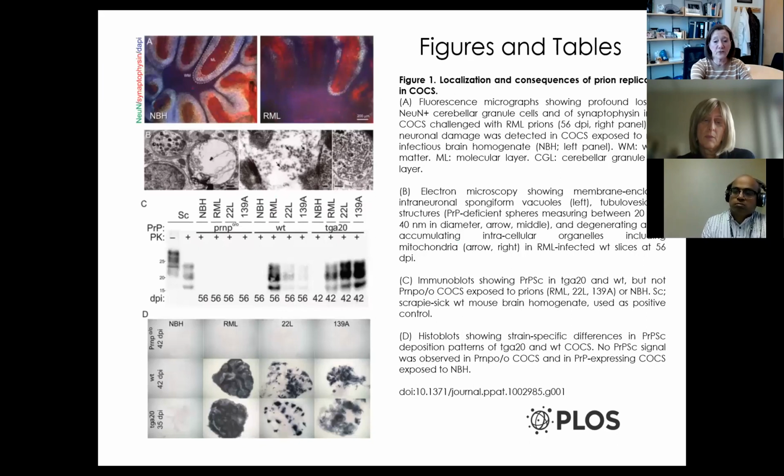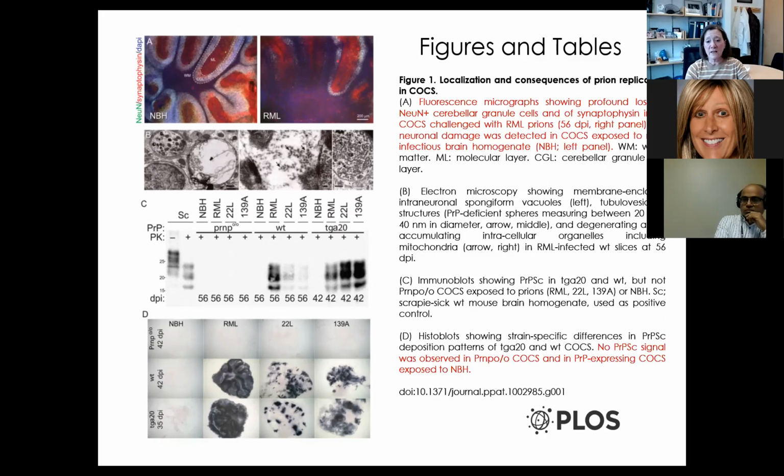Okay, so here are the figures from the paper that we read the abstract and introduction to. So this is figure 1. Figure 1 reads, A, localization and consequences of prion replication in COCS. The title of the figure is fine because that's going to tell the reader what they're looking at. Fluorescence micrographs showing profound loss of NeuN-positive cerebellar granule cells. I'm not going to read the whole thing.